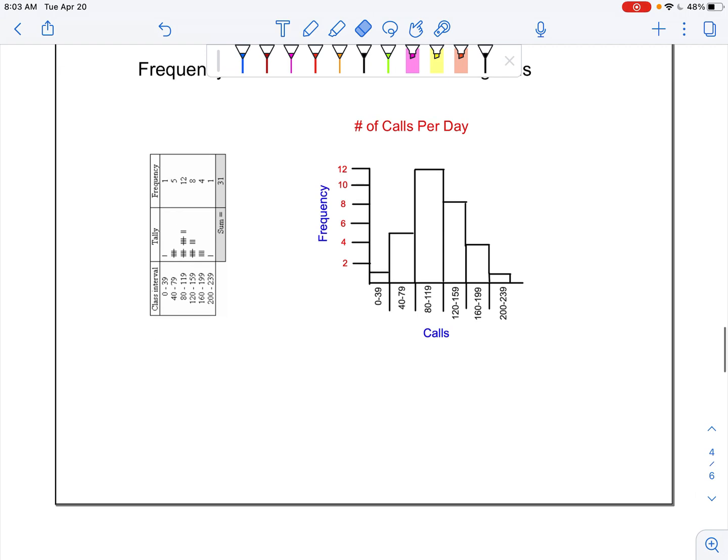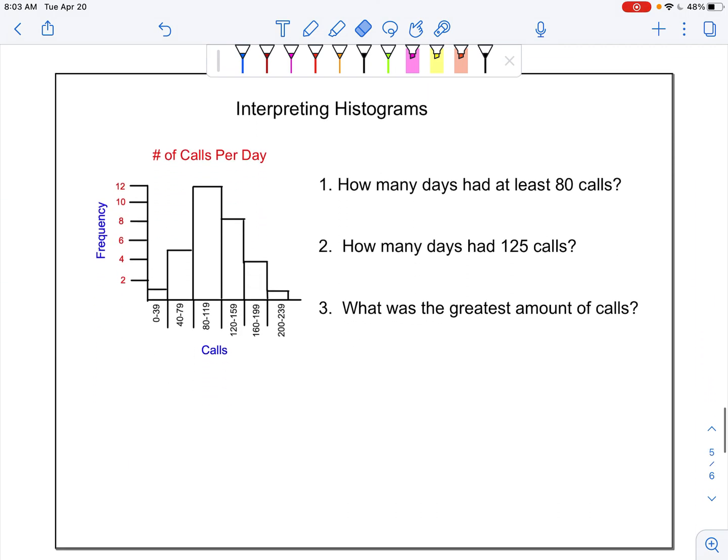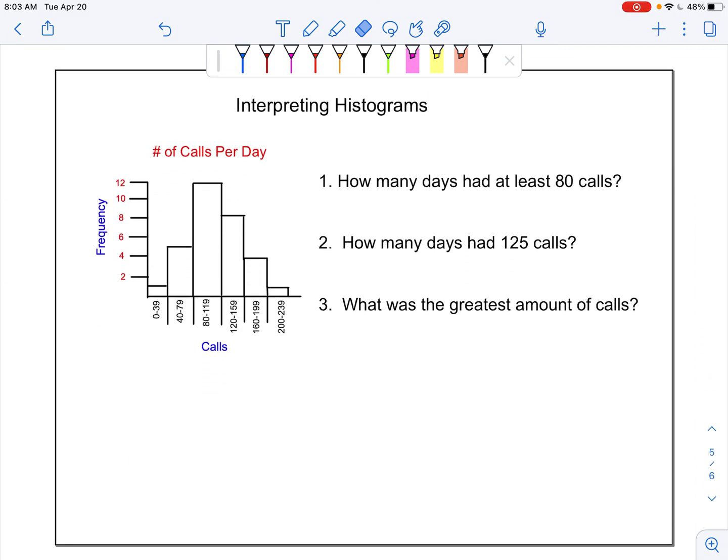But let's look at interpreting histograms right now. So when you're looking at this one, this histogram is actually recording the number of calls per day. So if I look at this bar here, this tall bar is 12. What that's saying is that on 12 days, I received between 80 and 119 calls. On 4 days, I received between 160 and 199 calls.